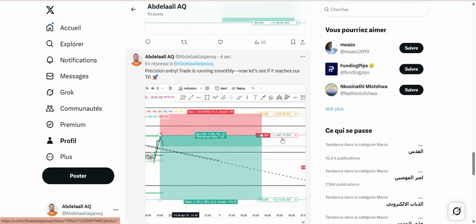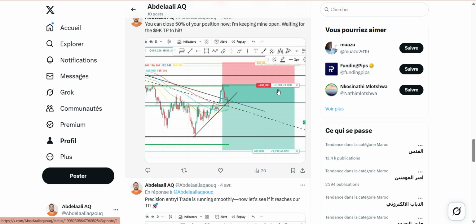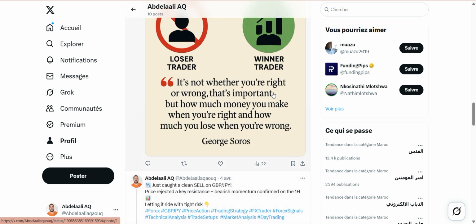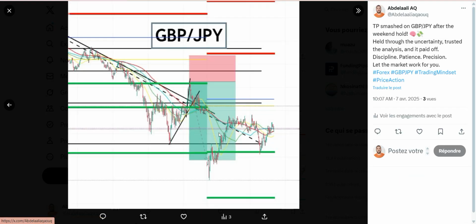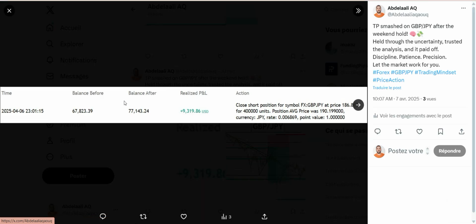Here when it was 1.4. And here when it was on 2.3, and then the weekend comes, so I hold over the weekend, and this morning I got my take profit. TP smashed on GPP GPY after the weekend hold, and yeah, here was the trading take profit 9K.